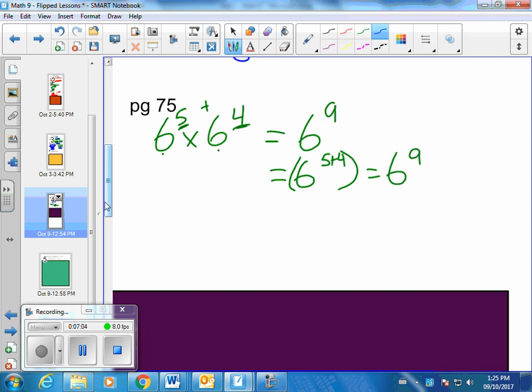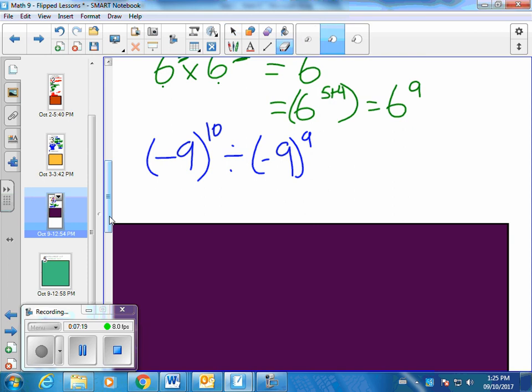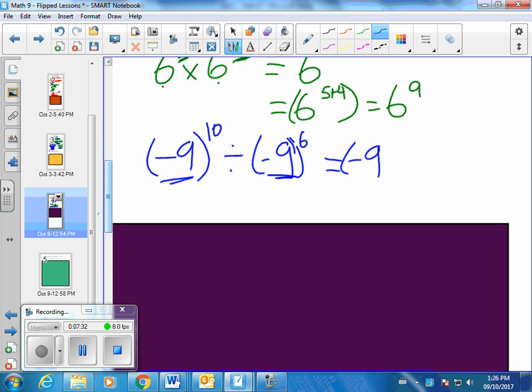The second example we see on that page is negative 9 to the 10th power divided by negative 9 to the 6th power. Both of these powers have the same base, negative 9, so I'm able to do 10 minus 6. So I'm able to simplify, and I get negative 9 to the 4th power. Very simple.